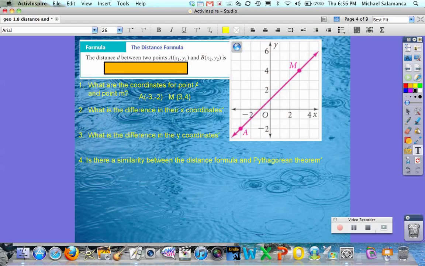In question 2, it says, what is the difference in their x-coordinates? Well, from A to M, looking at their x-coordinates, we went from -3 all the way up to 3. So that gives us a distance of 6. So what we'll do is we'll take the more positive number and say 3 minus -3 to find that distance of 6. Or even just say it's 6. What's the difference in their y-coordinates? So we went from -2 to 4. That means we had a total difference of 6.